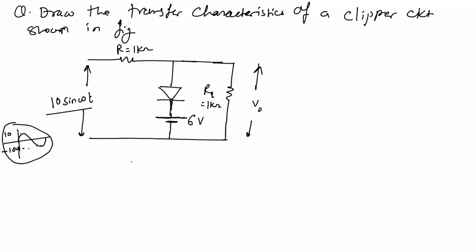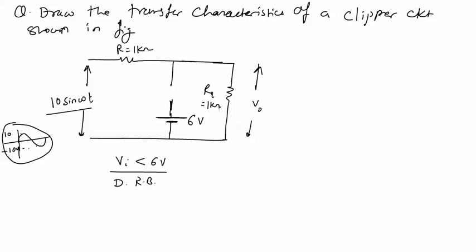Initially we assume that the input voltage Vi is less than 6 volts. If input voltage Vi is less than 6 volt, then it is confirmed that the diode is reverse biased. If the diode is reverse biased, then we'll replace this diode with an open circuit.